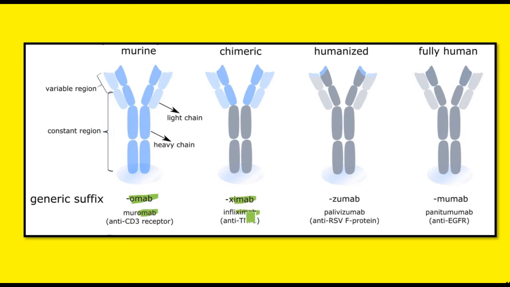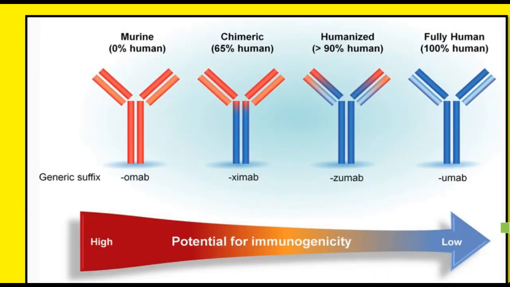Like infliximab, rituximab. For humanized antibodies, zumab is added, like palivizumab, and for fully human antibodies, umab is added. If you see in the figure, in murine antibody there is 0% contribution of the human antibody. In chimeric there is 65% human antibody. In humanized it is 90%, and in fully human it is 100% human antibody. So the generic suffix used is omab for murine, ximab for chimeric, zumab for humanized, and umab for fully human.